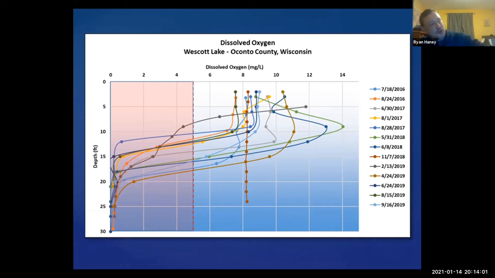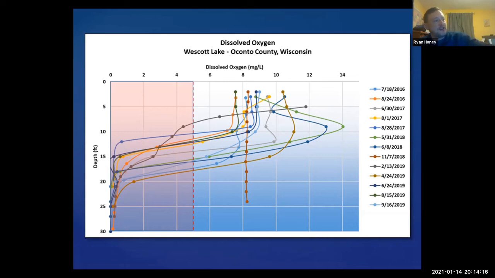I'll also show the pink area of that graph is anything below 5 parts per million oxygen. That's a threshold where many fish species start getting stressed for low oxygen.